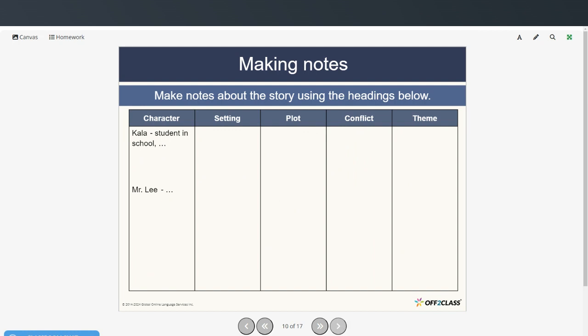All right, so now make some notes about the story using the headings below. We've got Kayla, who's the student in school, the setting, the plot, the conflicts, and the theme, and then for Mr. Lee, and then maybe the other students in the class, if you want to add them as characters. They don't really play a major character role, but you might include some of the other students.